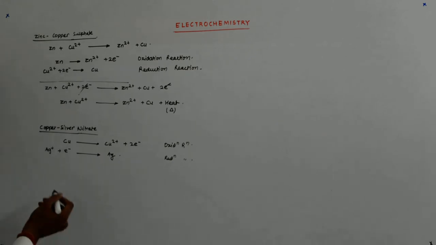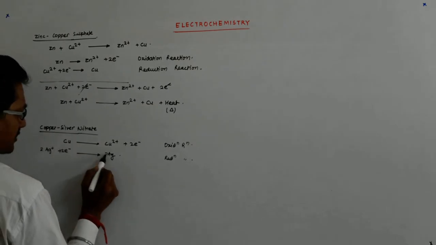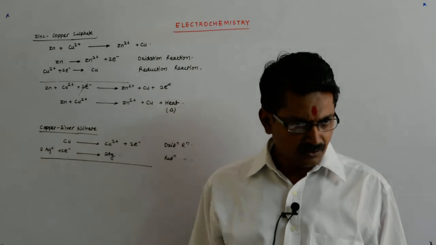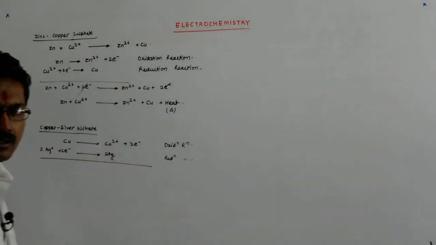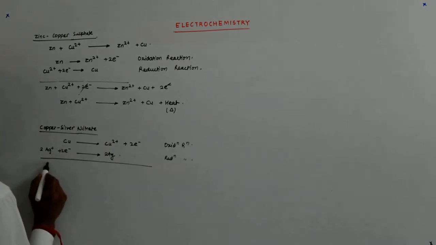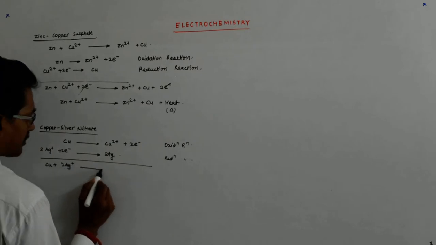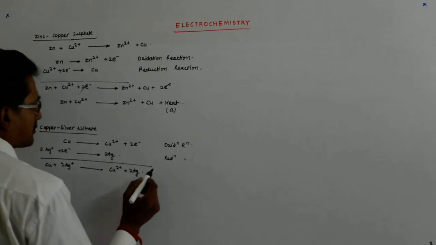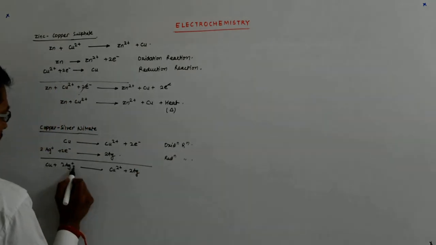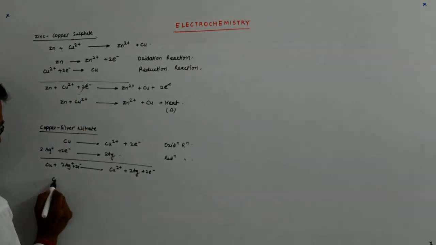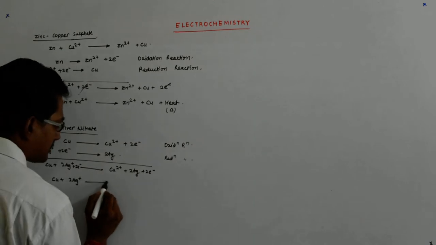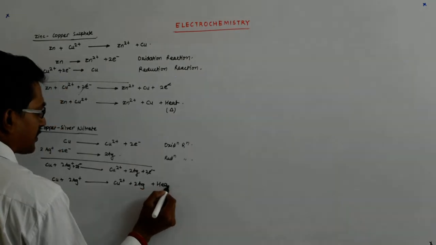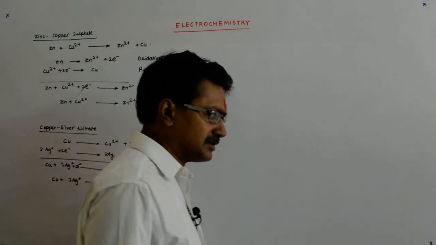Now before you write the actual reaction, you should be balancing the charges, otherwise they will not cancel. We are not there merely to cancel it; rather we are trying to restore the sanctity of conservation of charge. So it becomes Cu plus 2Ag+ giving Cu2+ plus 2Ag, and again there is heat. So with 2 electrons here and 2 electrons here, they cancel, giving me Cu2+ plus 2Ag plus heat.